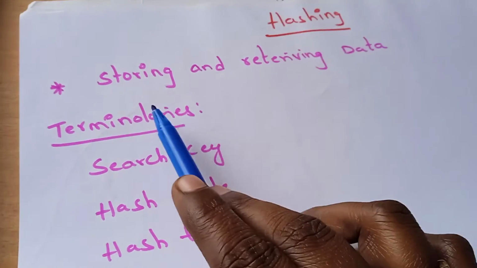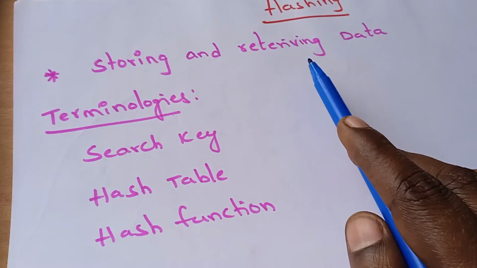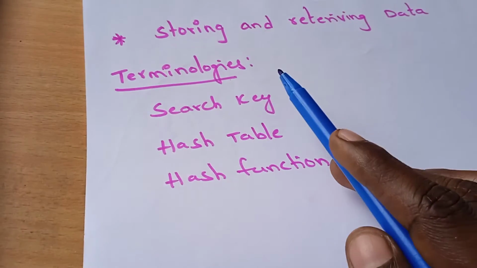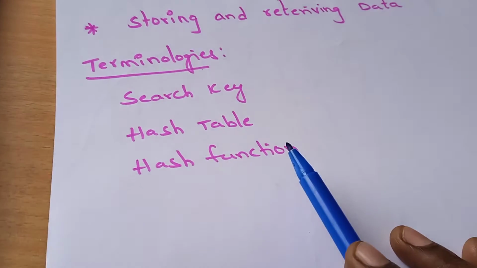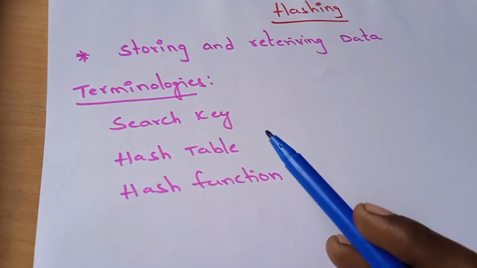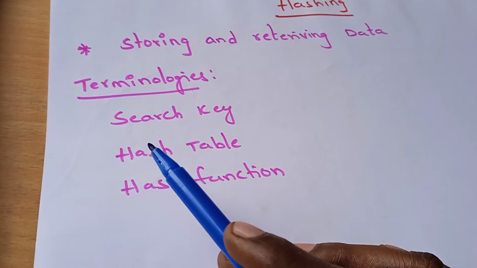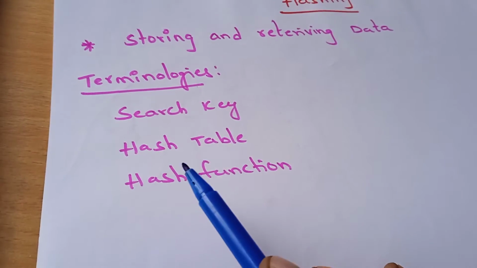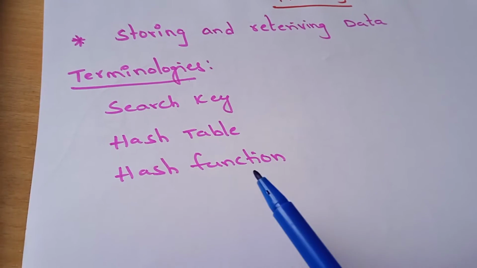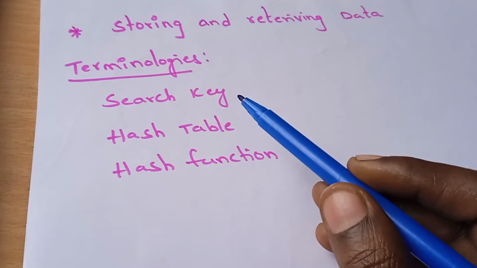Now, before we talk about this in detail, let's see what terminologies we will have as part of hashing. The terminologies are search key, hash table and hash function. So what is search key?